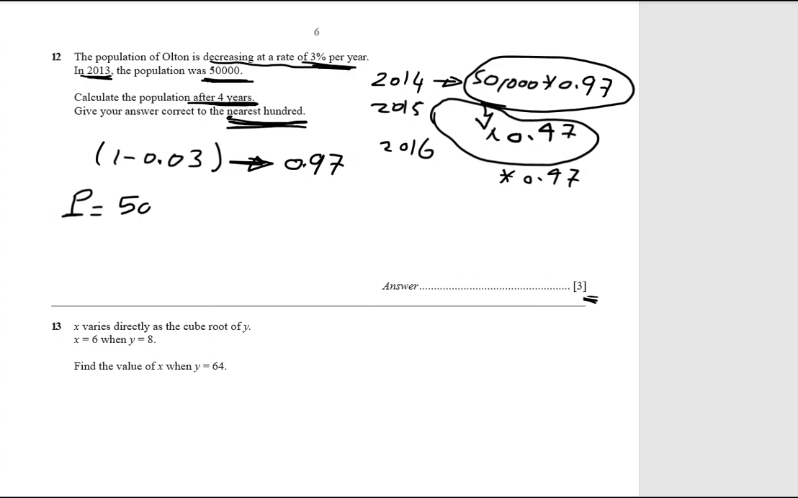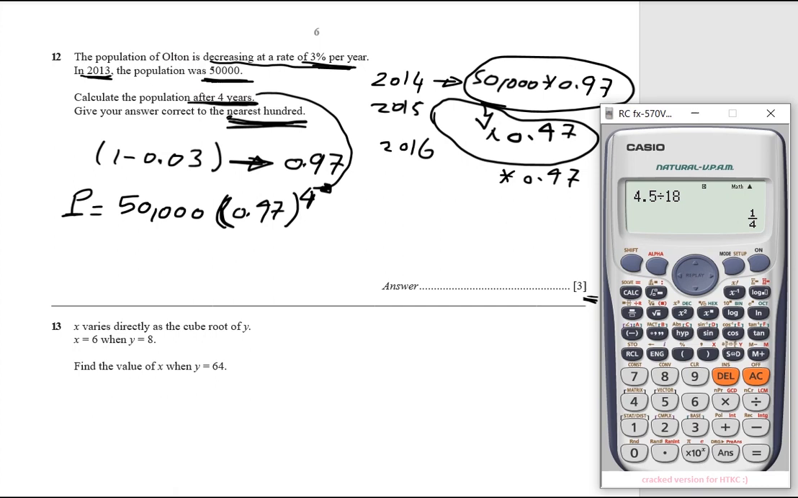How many people are in the country now? 50,000. They will decrease by 0.97 the first year, 0.97 the second year, 0.97 the third year, and 0.97 every year. So the power n or power 4, the number of the years, will come as a power over the number. So let us calculate the population. 50,000 multiplied by 0.97 to the power 4, equal to, now this is your population after 4 years.